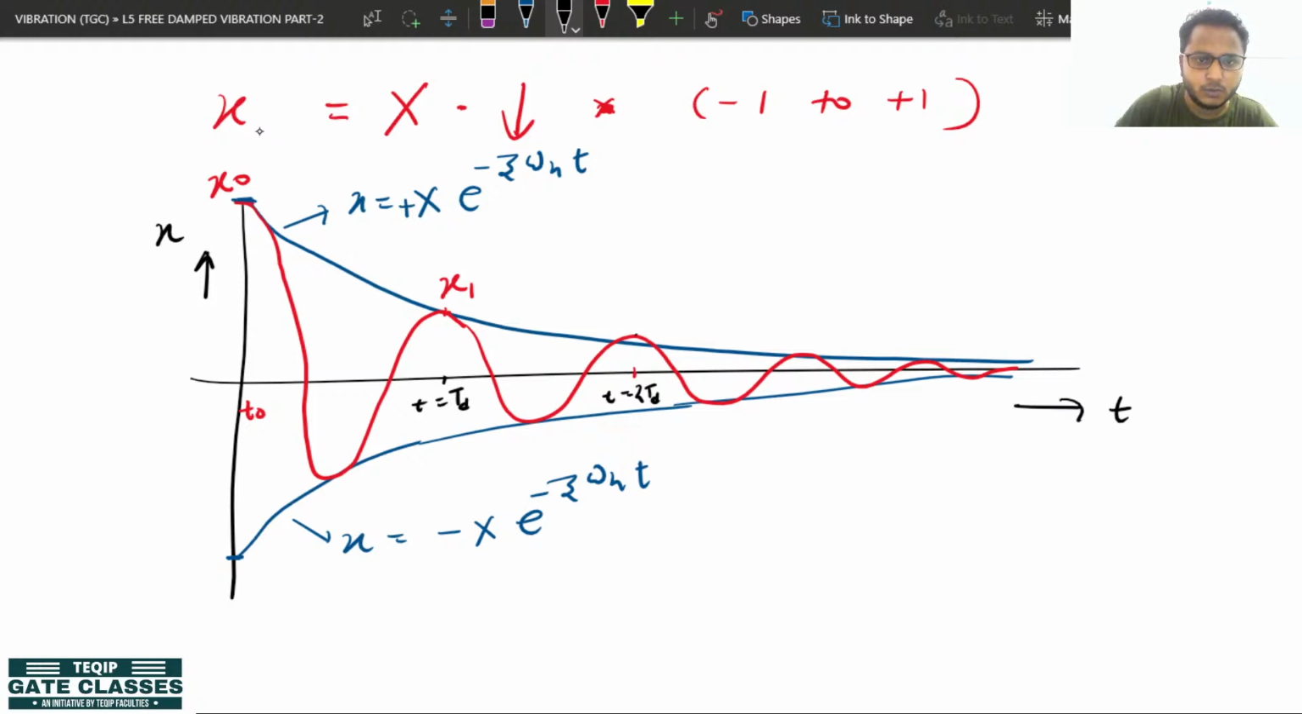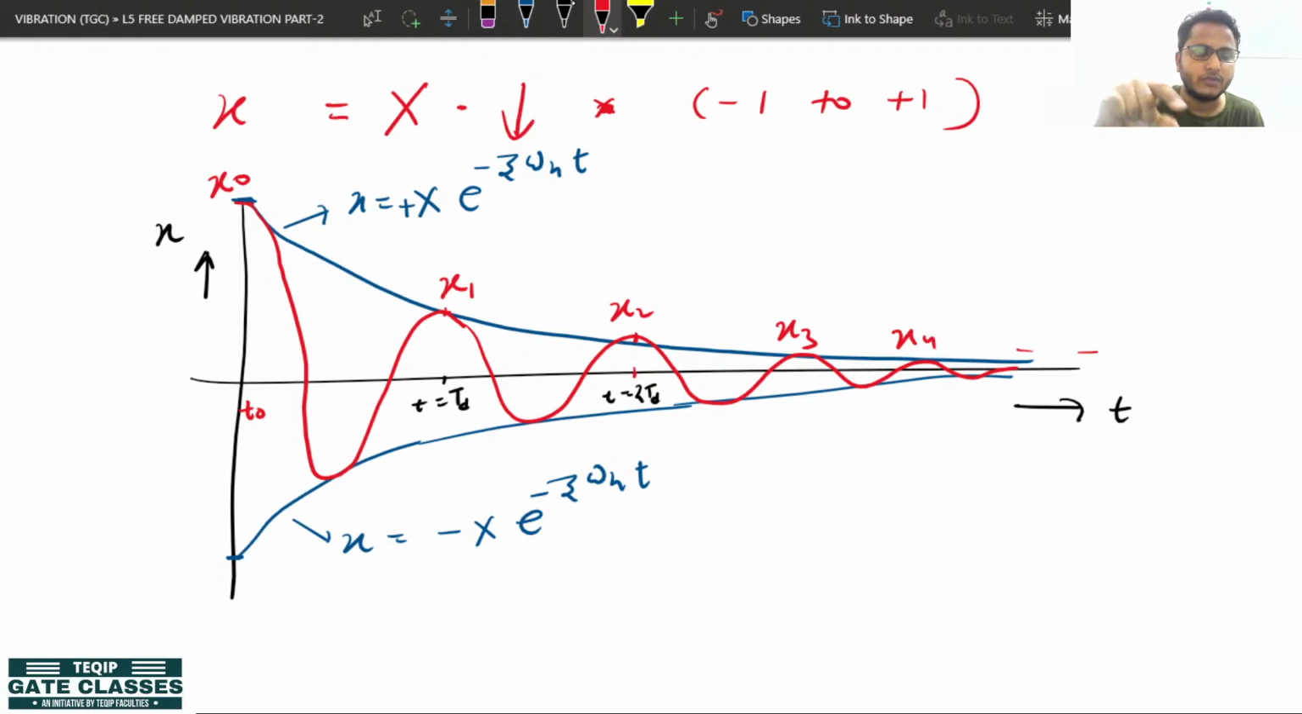Okay, at this position, the x will be x2 and so on, x3, x4 and so on, right? So we can see that the amplitude is decreasing continuously after each and every time period. Okay, so we need to find out in what ratio the amplitude is decreasing, right? The amplitude is decreasing like this, so we have to find out in what ratio it is decreasing.